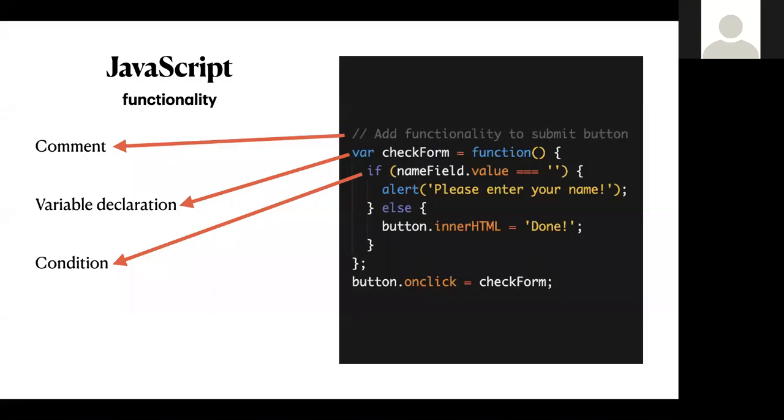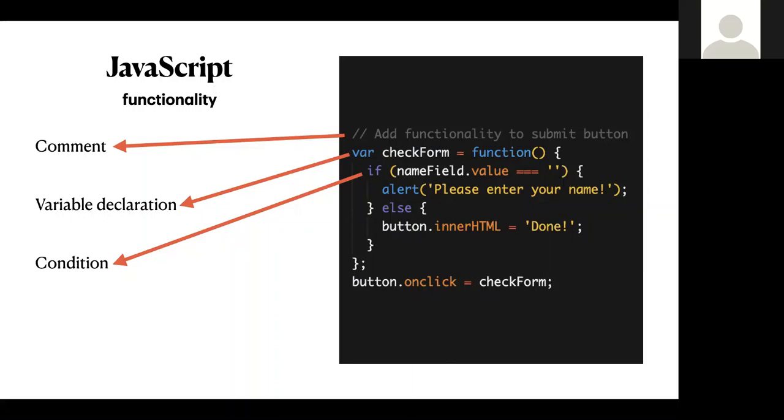Then the line afterwards starts with var, which is short for variable, which is where you can declare variables. In this case, I'm making a function called checkForm, which, as you can probably guess, checks the form that we'll come to later. Then the if statement that comes after that is called a condition. With JavaScript, you can check if a certain condition is met, then do a certain thing, and if it's not met, you can do something else.